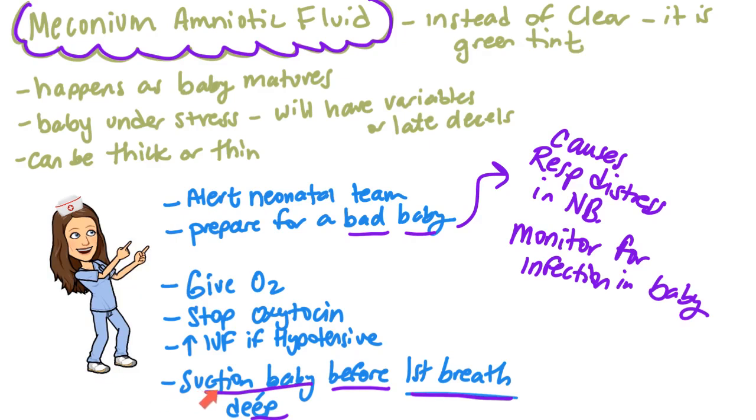We want to suction the baby as soon as possible and hopefully before it takes its first breath. We want to deep suction the baby. Okay, we want a deep suction with a catheter, just like the same catheters we use to do trach suctioning, but baby size. We will suction the baby deeply so we can get as much of that meconium stained fluid out of the lungs and lung tract as possible, so we can help prevent that meconium aspiration with the first breath.